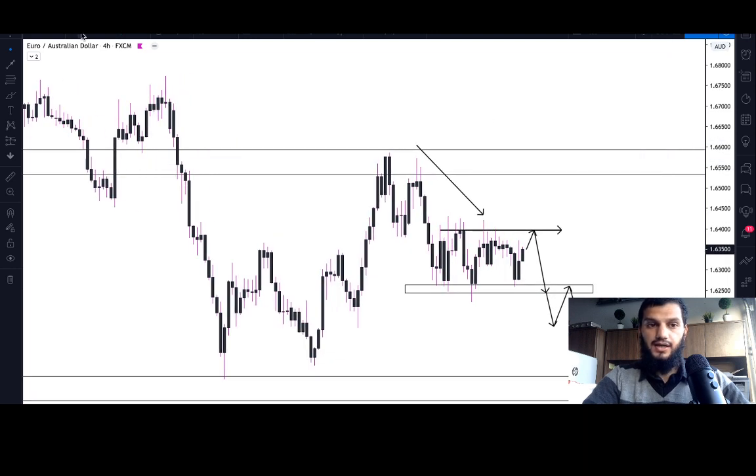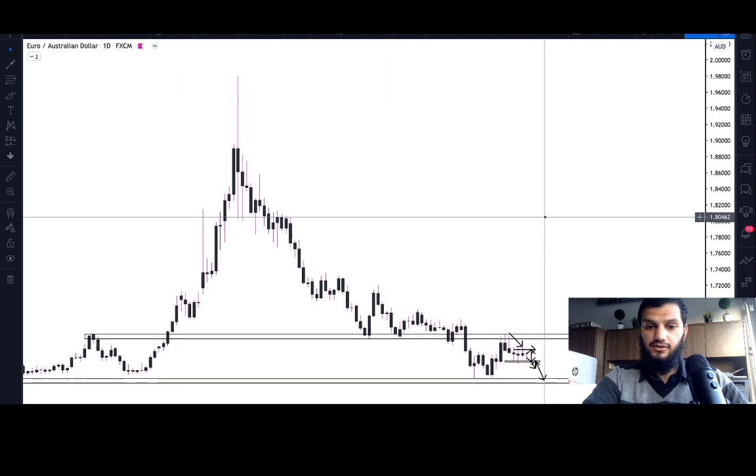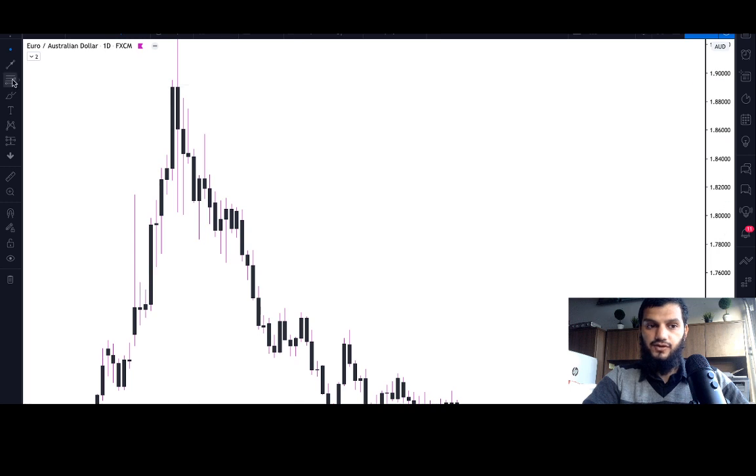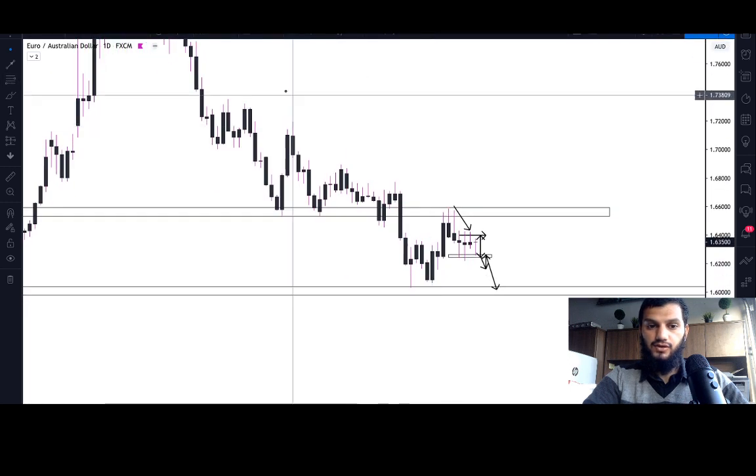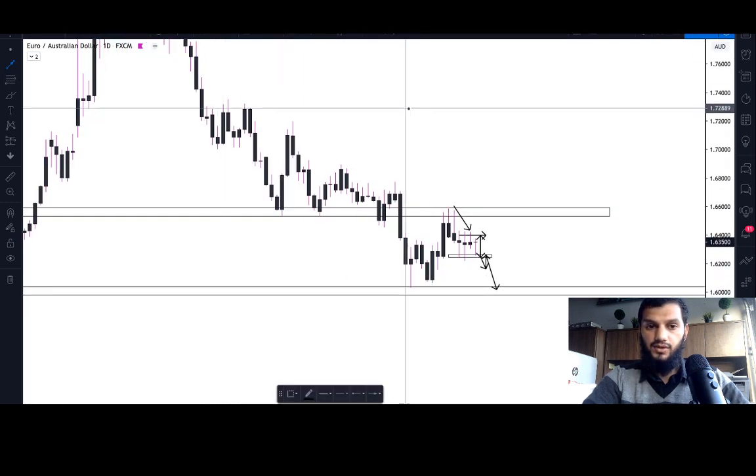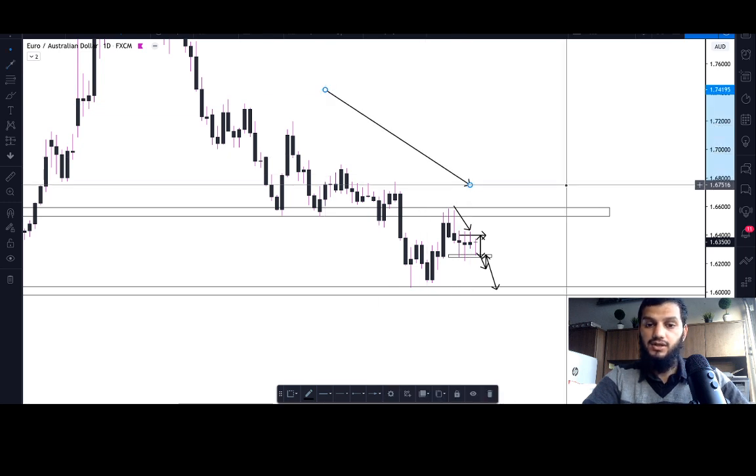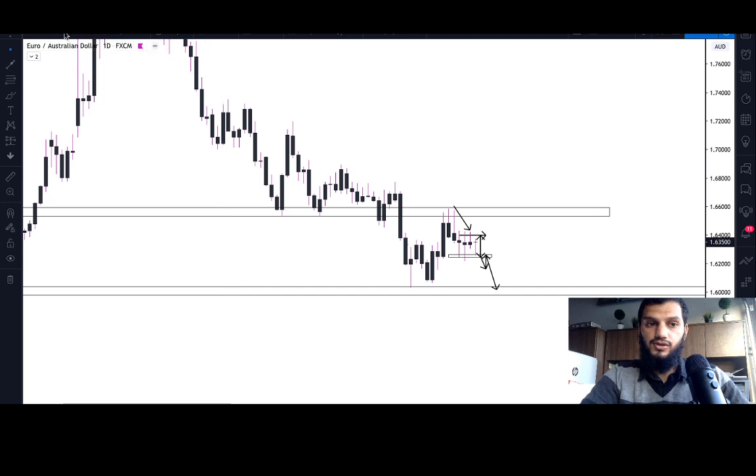Okay, so Euro AUD again. Always start on the daily time frame to identify the overall trend, and it's very simple. You guys can see that the overall trend is bearish. How do I know this? Because I see prices pushing down. It's just that simple, right? So we see the market is pushing down, so I'll only be looking for sell opportunities.